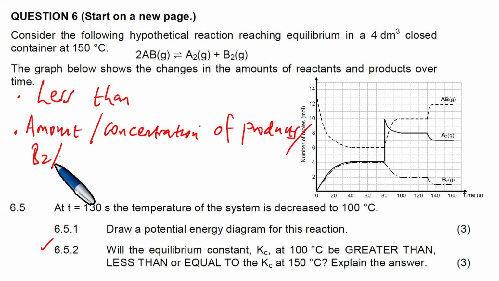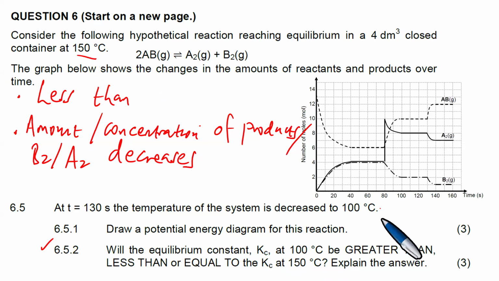B2, A2 decreases. Okay. Right. So now we are then saying, will the equilibrium constant Kc at 100 degrees Celsius be greater than, less than, or equal to the Kc at 150? Remember, there was Kc at 150, then now there's Kc at 100 degrees Celsius. So it will be less than. It will certainly be less than. Right. So we are choosing less than.